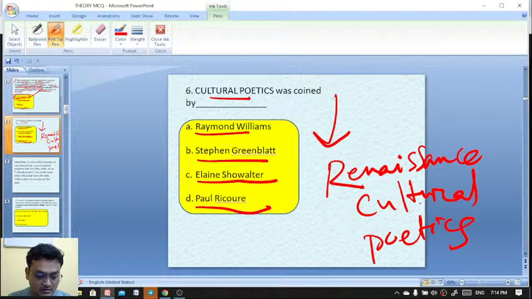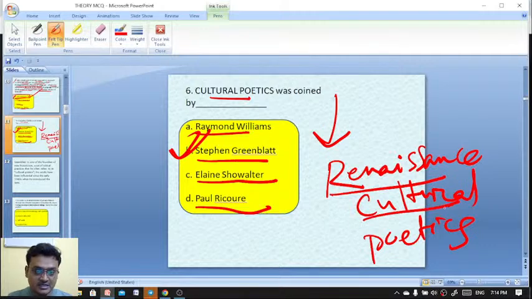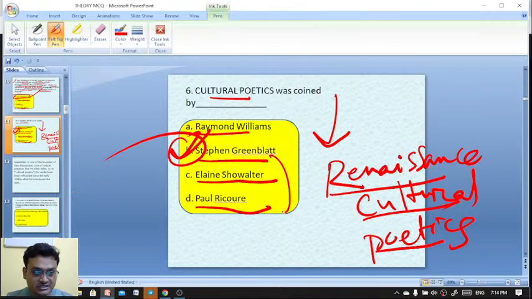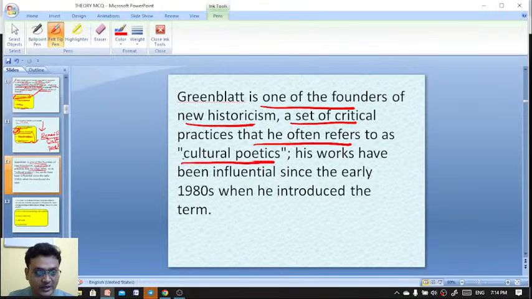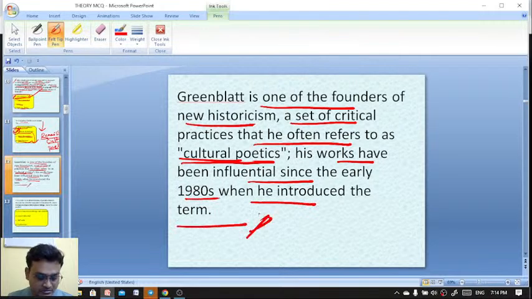It's Stephen Greenblatt. Exactly. Stephen Greenblatt is the right answer. Renaissance, Cultural Poetics is the work. Rashmita, it's not A, it's B that is the right answer. Cultural Poetics, Stephen Greenblatt, who is also associated with New Historicism. Greenblatt is one of the founders of New Historicism, a set of critical practices that he often refers to as a cultural poetics. His work has been influential since the early 1980s when he introduced it.